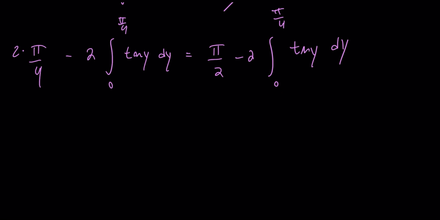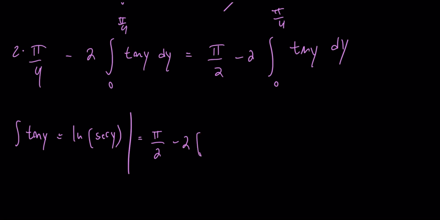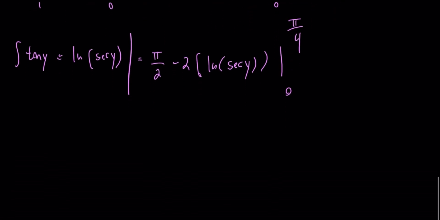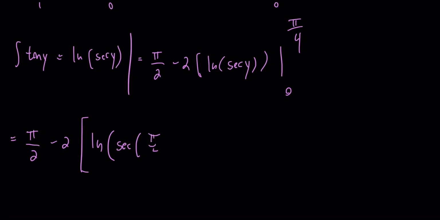And we will recall that the integral of tangent is the natural log of the secant of y. So this is equal to pi over 2 minus twice the natural log of the secant of y from 0 to pi over 4. So this is equal to pi over 2 minus twice the natural log of the secant of pi over 4 minus the natural log of secant of 0.